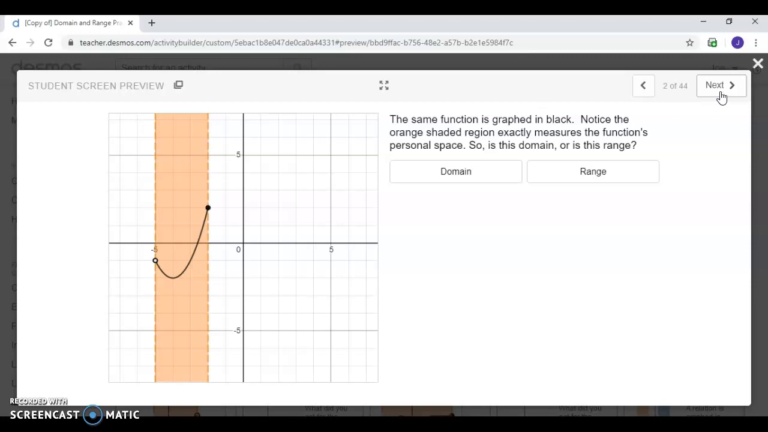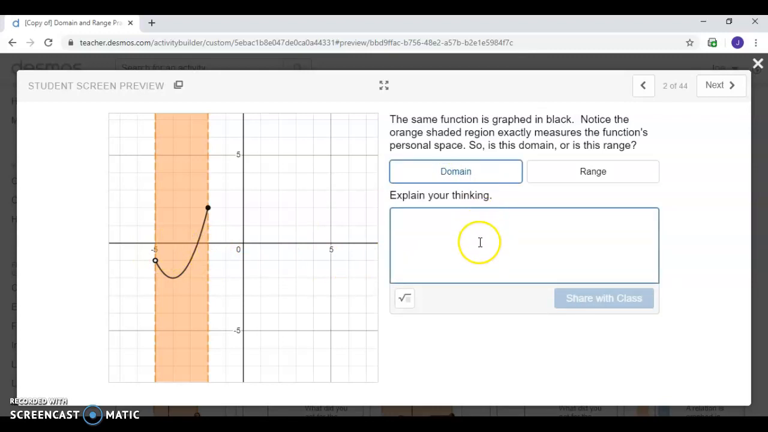Then it goes on to tell them that the same function has been graphed here, but it's got this orange shaded region around it to give it its own personal space. And so then I would ask, is this domain or range? And so they would pick and have to give their explanation again, that because this is using the x-axis, it would be domain. It's the main value there.